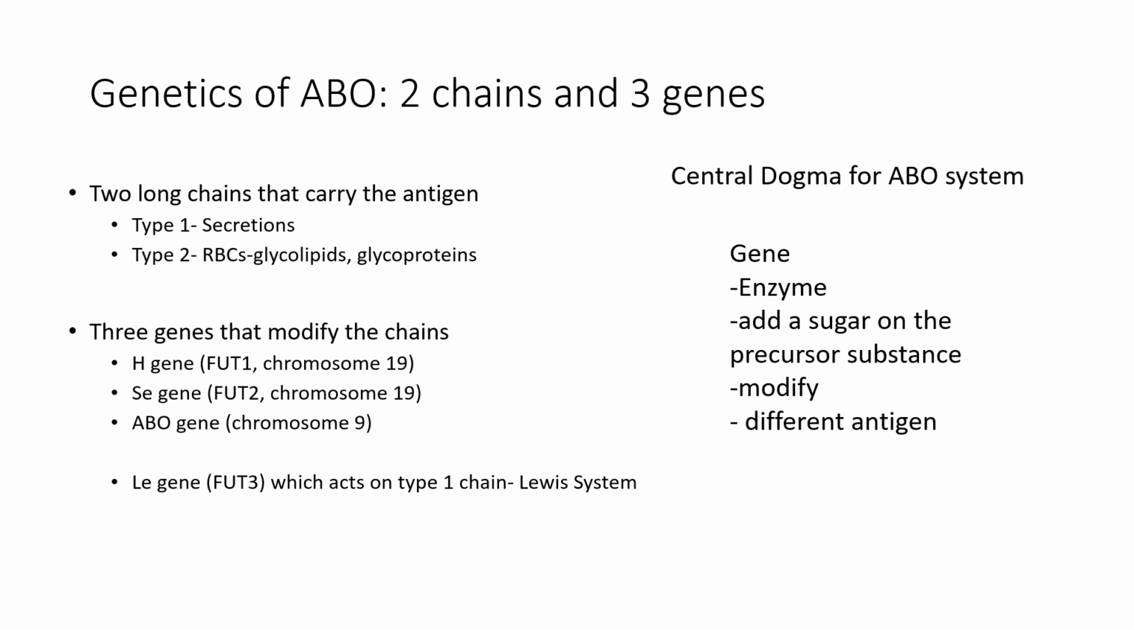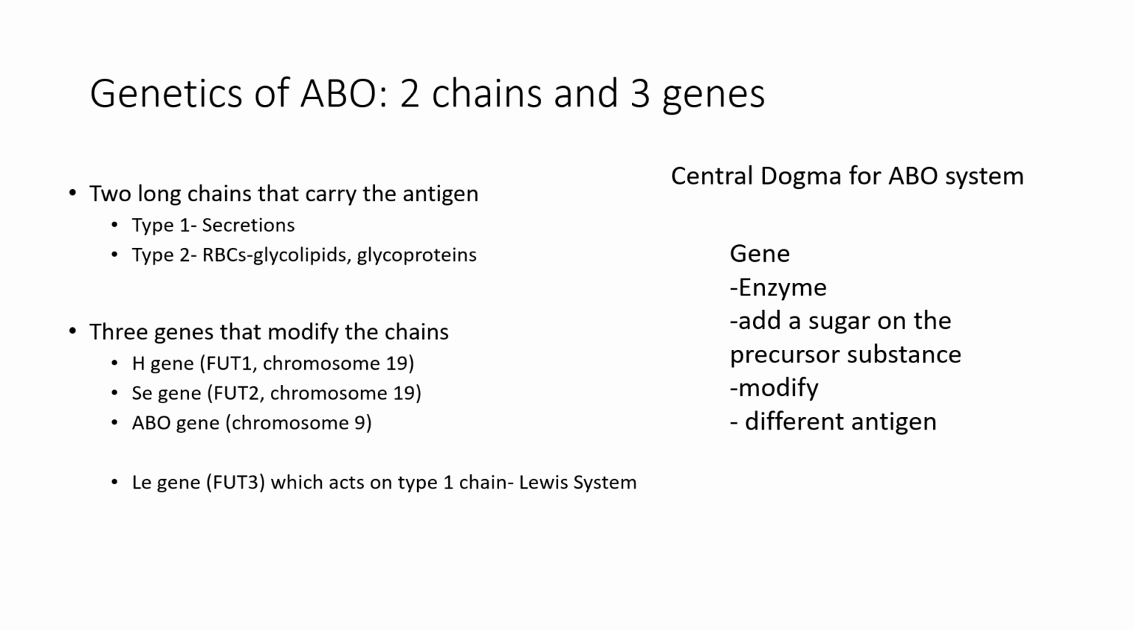So what is the central dogma for the ABO system? Always remember, this is a peculiar blood group system. What happens in this is there is a gene, and the gene codes for an enzyme. This enzyme will act and add a sugar to whatever chain you have, and thereby cause some change in that existing precursor substance and lead to the formation of a different antigen. So a gene produces an enzyme, which adds a sugar and makes a separate antigen. This is the basic crux of the ABO system.